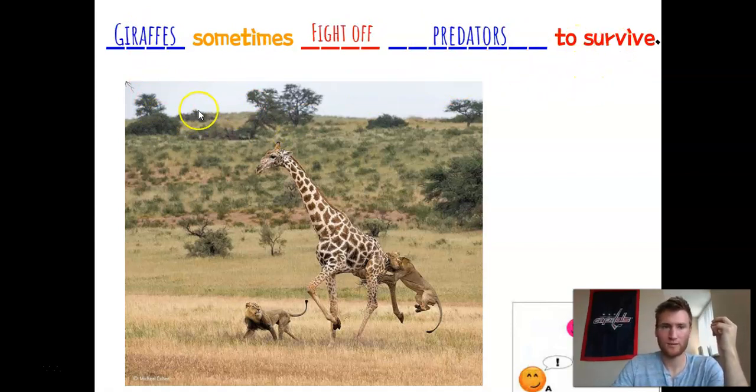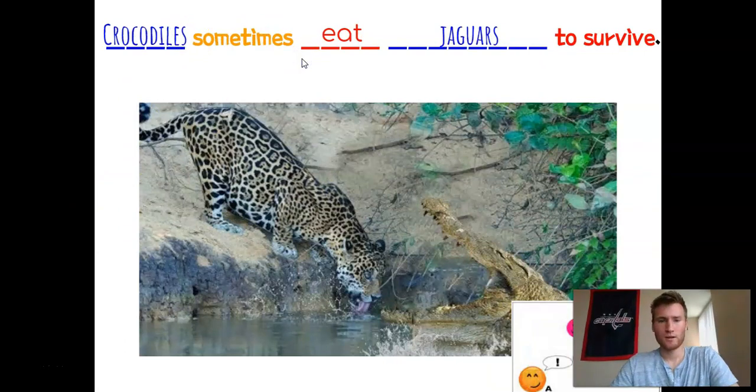Great. Giraffes sometimes fight off predators to survive. Your turn. Do giraffes always fight off predators to survive? No, they don't because it says sometimes they do. Crocodiles sometimes eat jaguars to survive. Your turn. Nice. They don't always eat jaguars, but sometimes they do.